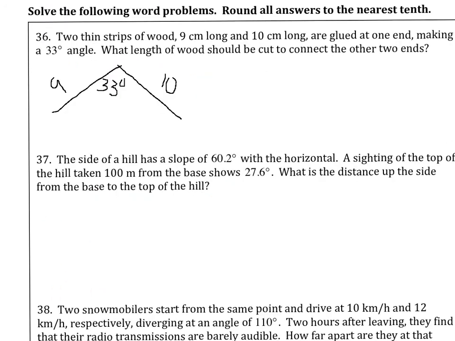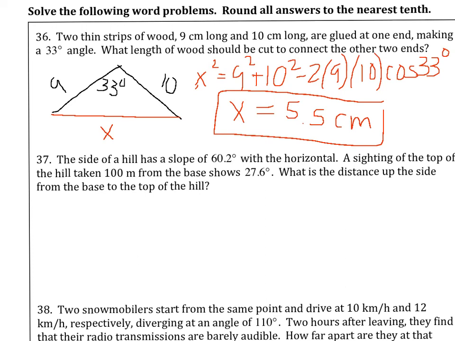So number 36, this is a basic type word problem. Two thin strips of wood, 9 centimeters and 10 centimeters, are glued at one end, making a 33-degree angle. So that's what I drew, and we're trying to find what this other side would be. Since we are only dealing with one angle, I'm going to use law of cosines. When I put that in my calculator and square root the answer, I get 5.5 centimeters. And I'm guessing that 33 degrees is the smallest angle, so it would make sense that x is going to be less than 9.